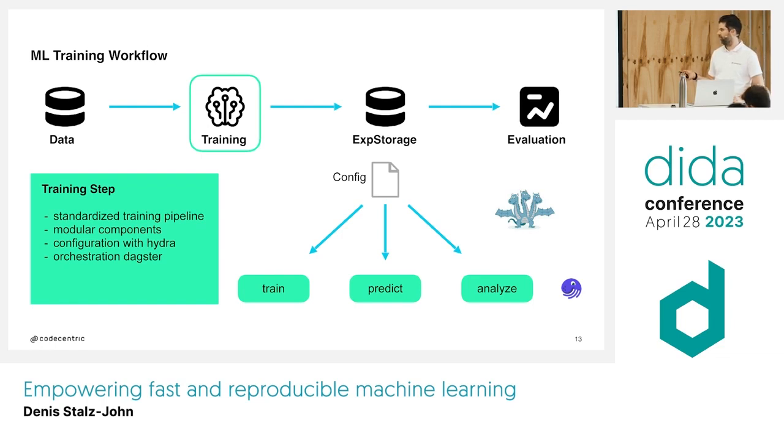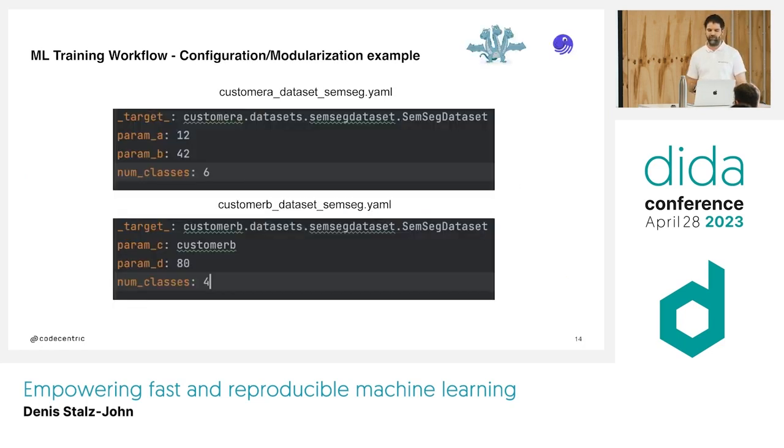And we are using two tools here. One is called Dagster. It's an orchestrator. We build the pipeline with Dagster. And one is Hydra. Hydra is a configuration tool where you can modularize your configuration in different YAML files and import them into one big file. It's very nice if you have multiple experiments and want to separate configurations from each other.